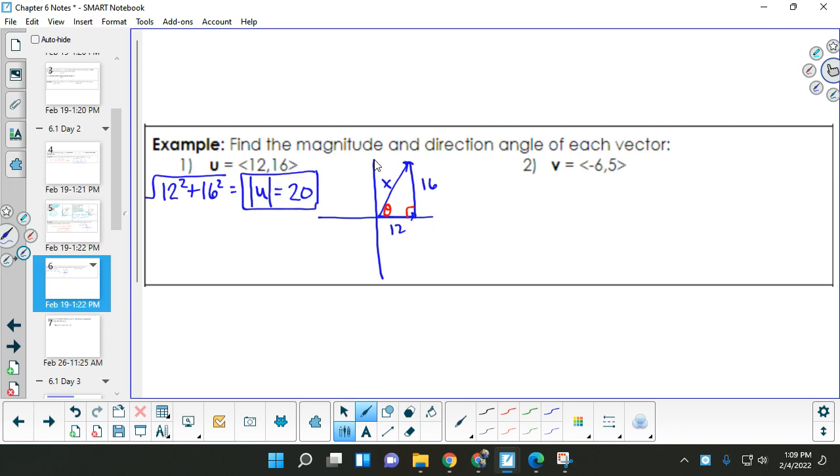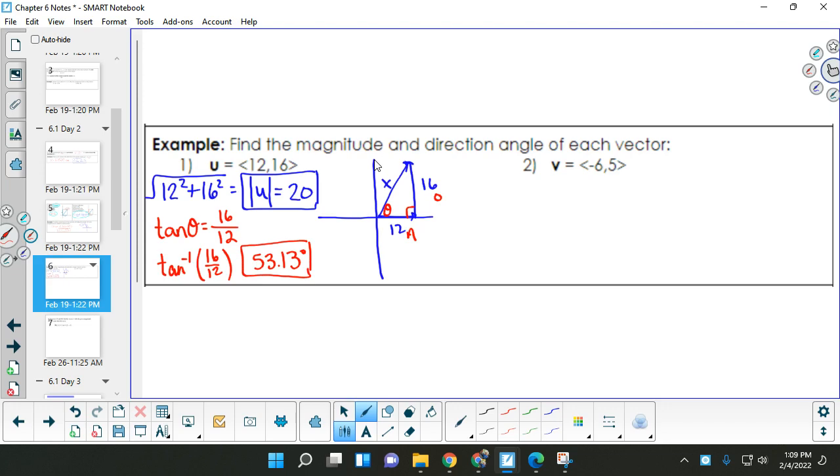And then the second component is finding that angle. Notice you have the opposite to the angle that we want, and the adjacent, so we're going to be dealing with tangent. So tangent of the angle is opposite over adjacent. Make sure your calculator is in degrees, and so you're going to do the inverse tangent of 16 over 12, which is going to give you approximately 53.13 degrees.